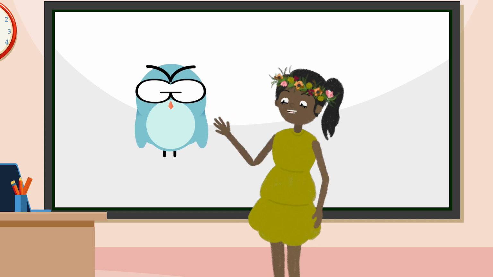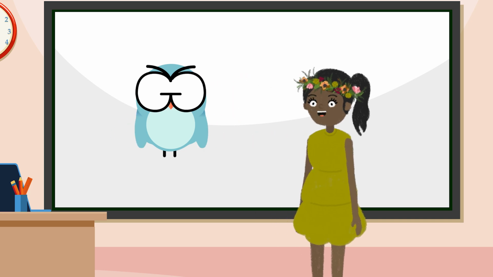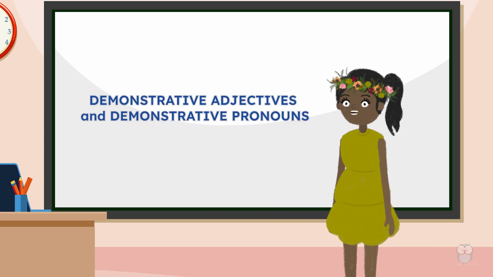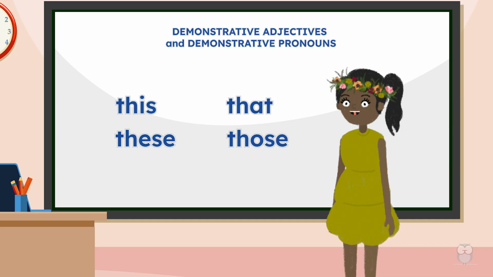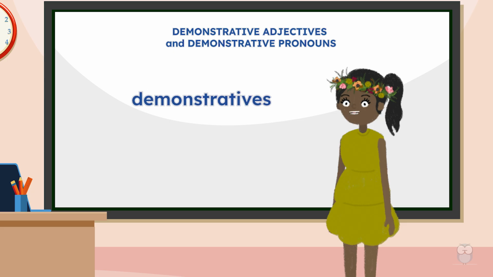Hey grammar detectives! Today we're investigating two grammar lookalikes, demonstrative adjectives and demonstrative pronouns. They both use the exact same words, this, that, these, and those, but the way they function in a sentence is very different. First of all, let's make sure we understand what demonstratives are.